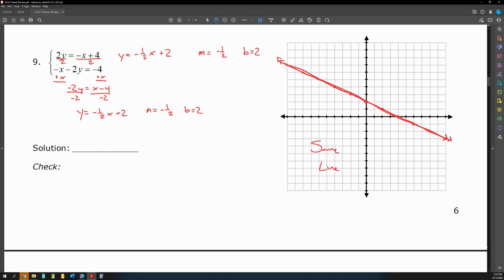So because these two lines share all of their points, and there are infinitely many points on a line, there are infinitely many solutions to this system of linear equations. And we can check this because they have the same slope and the same y-intercept.